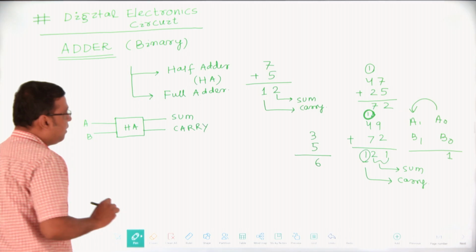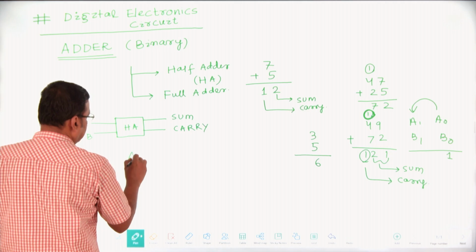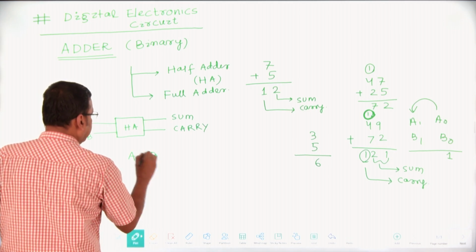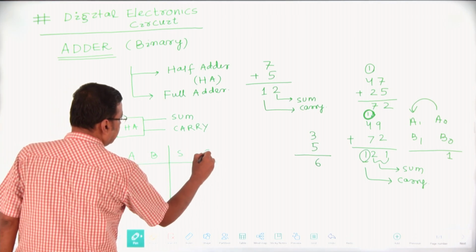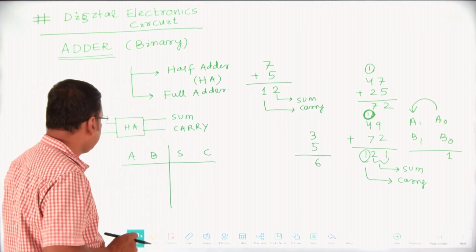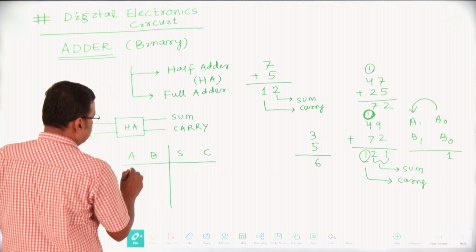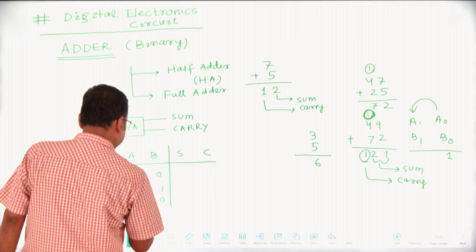In case of adder, if we draw the truth table, this is your A, B input, and in output there is one sum and another one carry. In a digital logic circuit, if the input is 2, there are 4 combinations: 0 0, 0 1, 1 0, and 1 1.